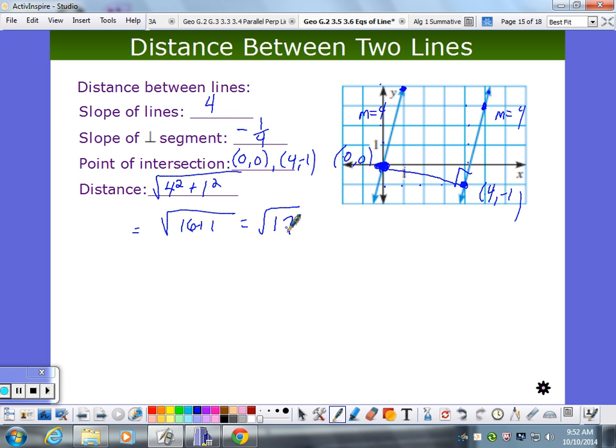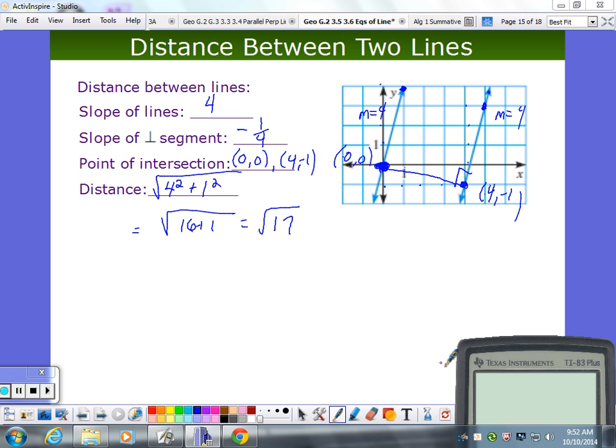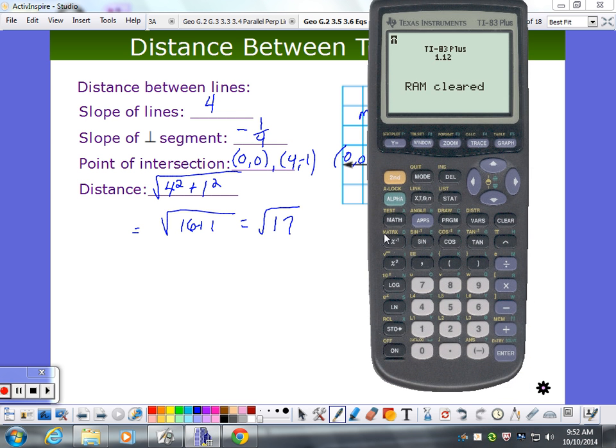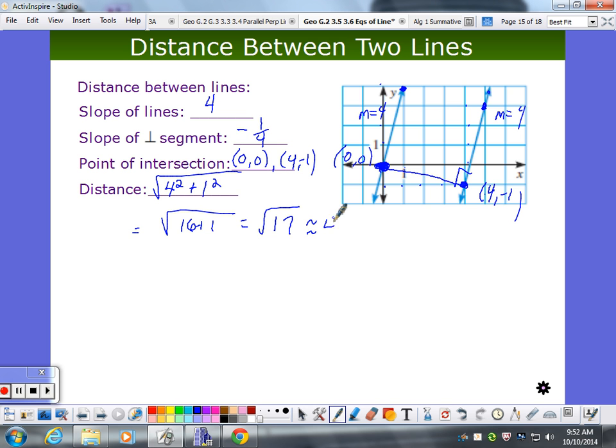If they wanted an estimate, I think on your paper it says round to the nearest 10th. So if I want to do that, I just get out my calculator. And I say square root of 17 to the nearest 10th is about 4.1. So that would be the distance or the length between these two lines. That's all. That's it.